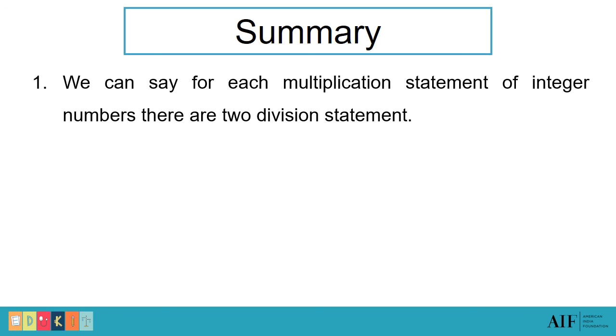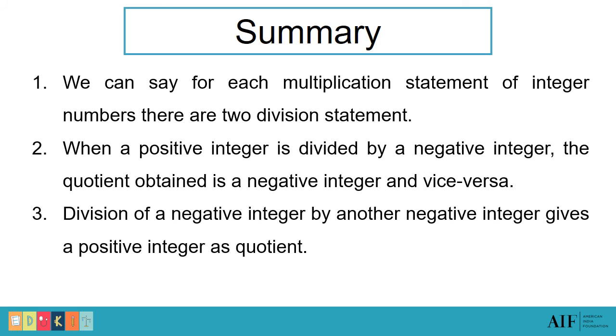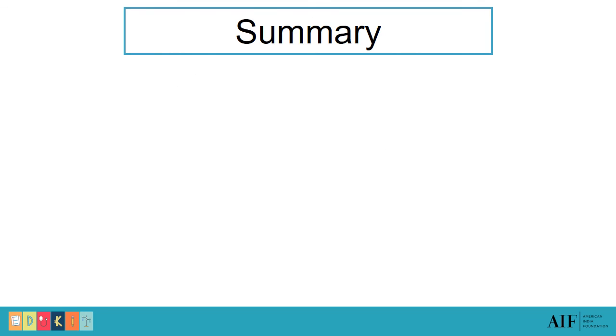We can say for each multiplication statement of integer numbers there are two division statements. When a positive integer is divided by a negative integer, the quotient obtained is a negative integer and vice versa. Division of a negative integer by another negative integer gives a positive integer as quotient.